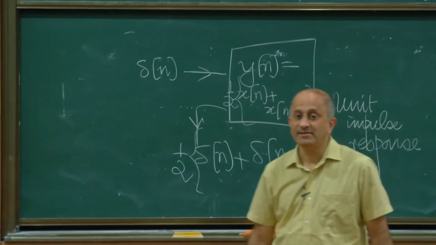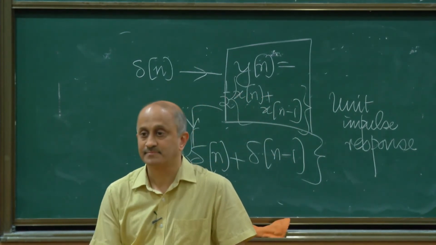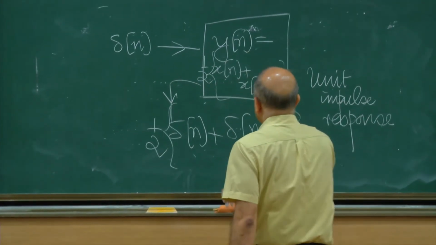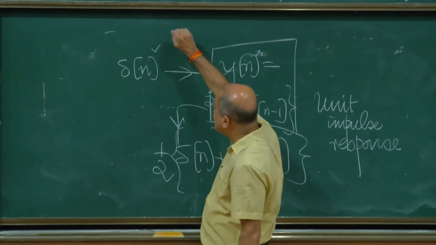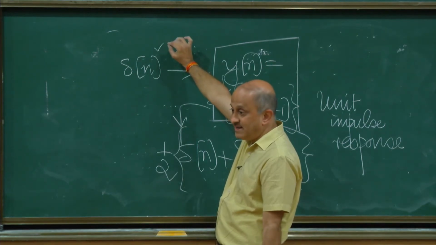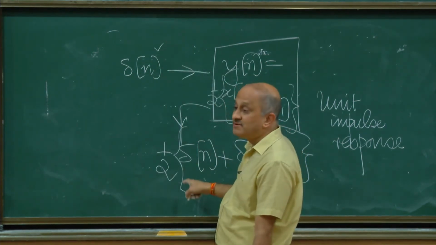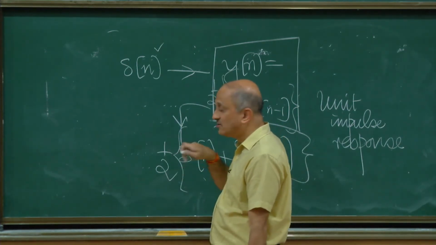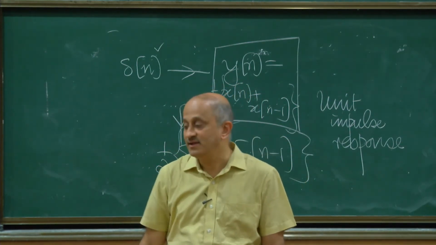This is called a unit impulse response of the system. Delta n is now used as the input to the system, right? And I am finding out what the system would produce. This is a system. System was a 2-point average. So I found out what the system would produce. It would produce this sequence.